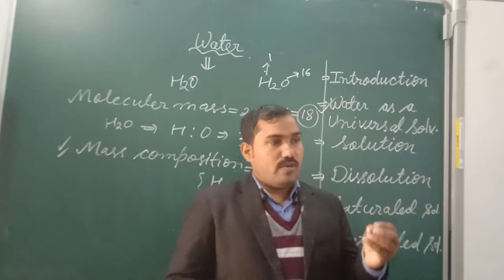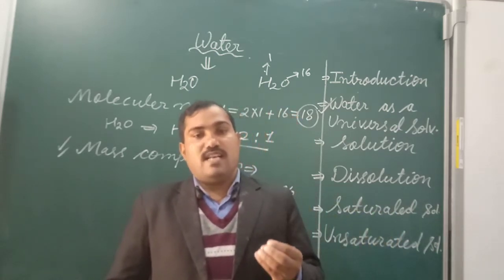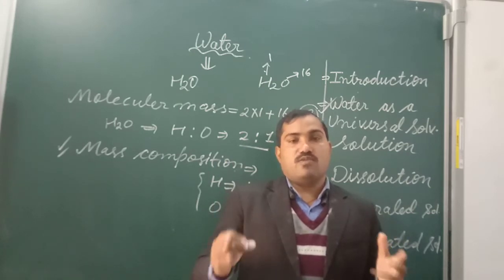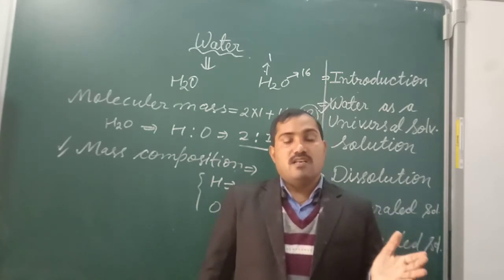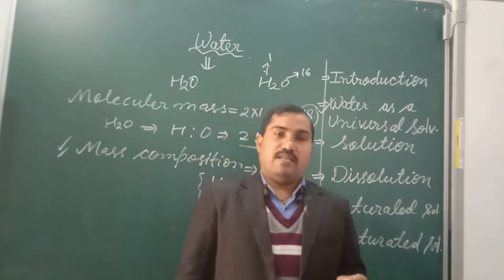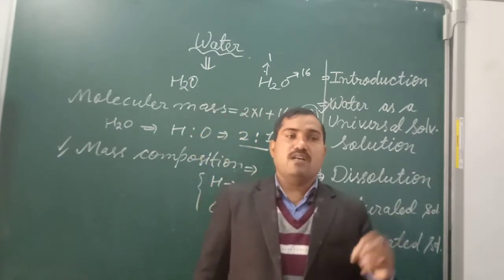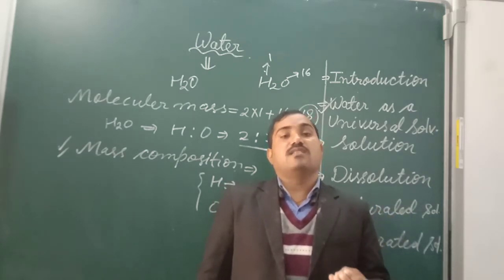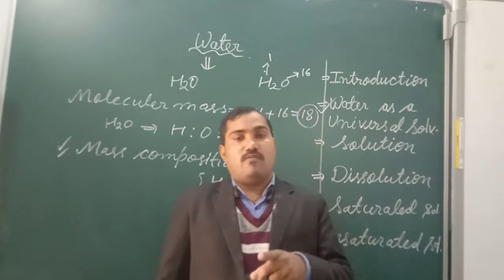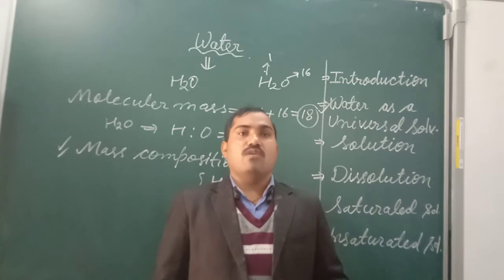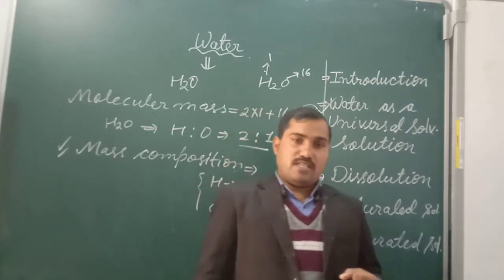For example, you are adding sugar in water. Sugar is in the less amount, so this is known as the solute. Water is in the excess amount, so water is known as the solvent. Salt in water, salt is the solute, water is the solvent. Glucose in water, glucose is in the less amount and water is in the more amount, so water is the solvent. And water has the ability to dissolve more and more different kinds of solute particles. That is why it is known as the universal solvent.